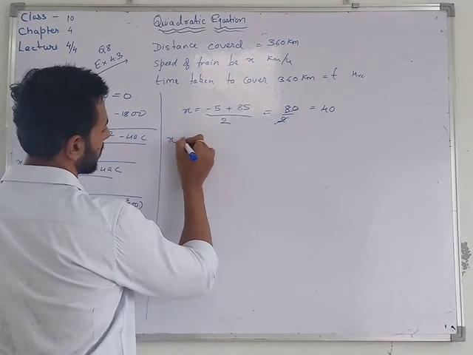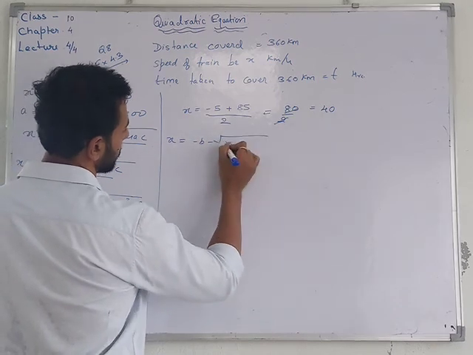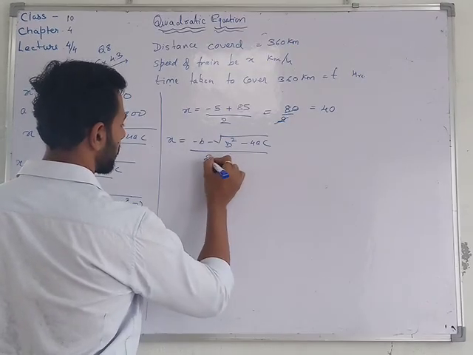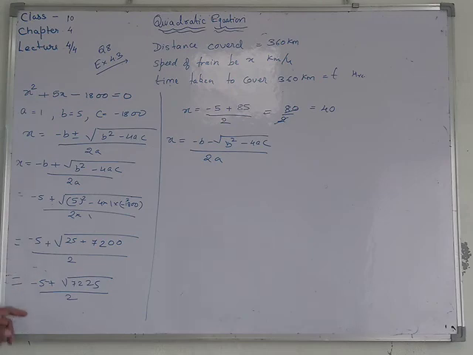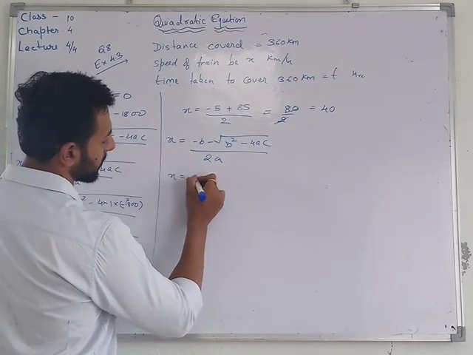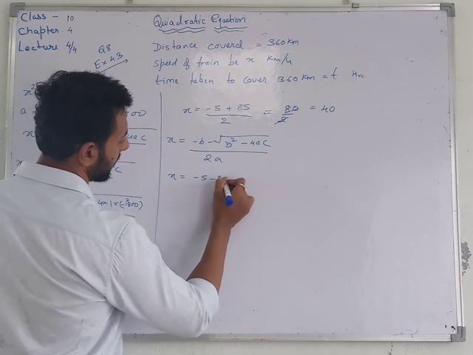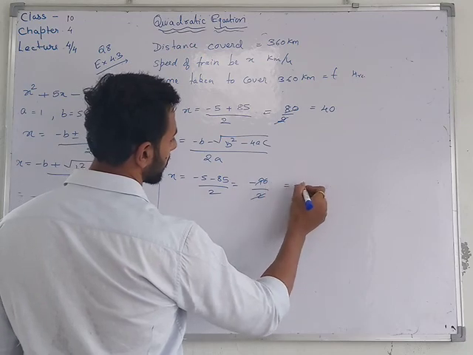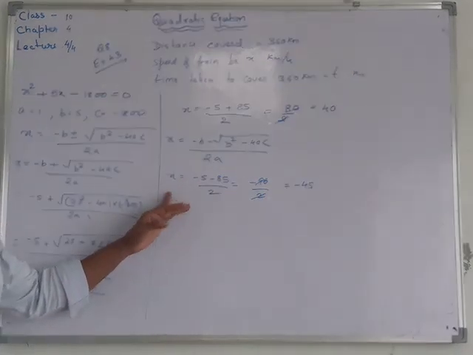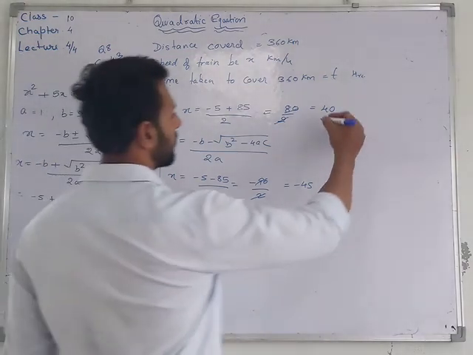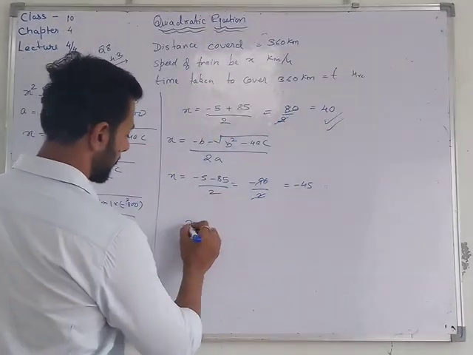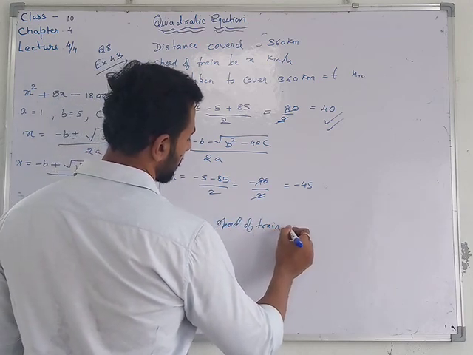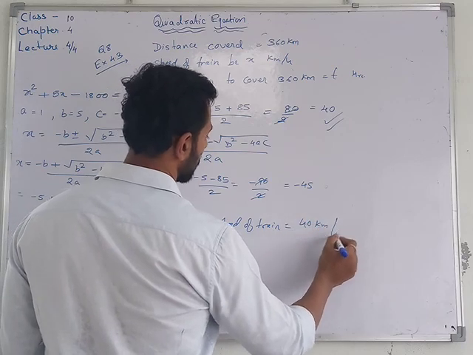Now solving for the negative part, minus b minus under root of b square minus 4ac upon twice of a. Substituting the values, we get minus 5 minus 85 by 2, which will be minus 90 by 2. Cancel out, minus 45. Speed cannot be negative, so we have to take the positive value, which is 40. So x, the speed of the train, is 40 km per hour.